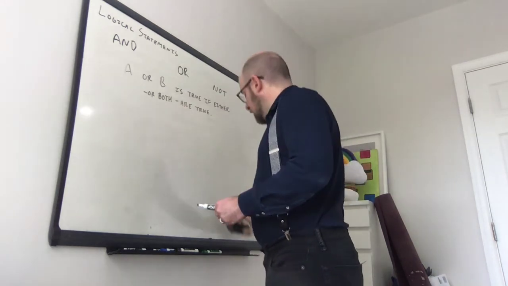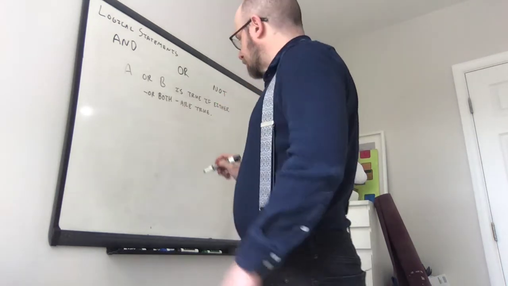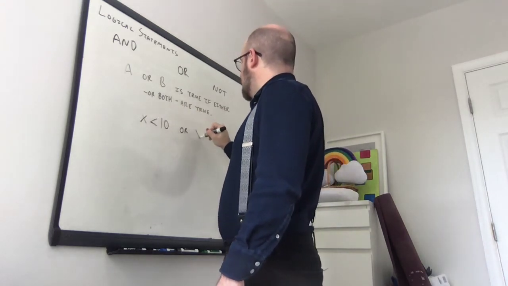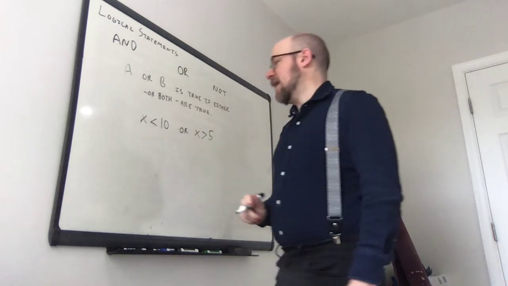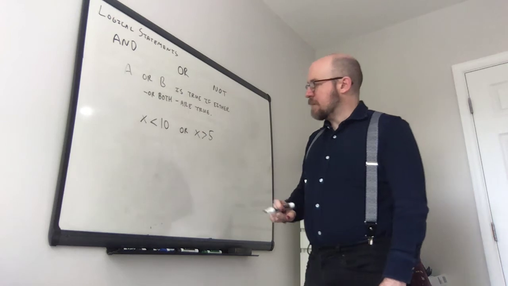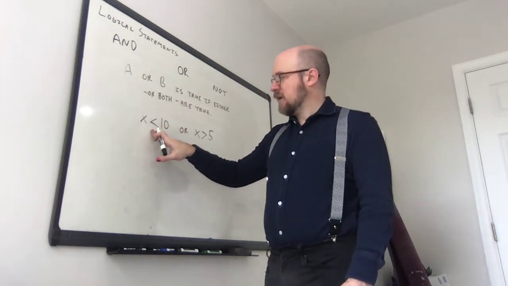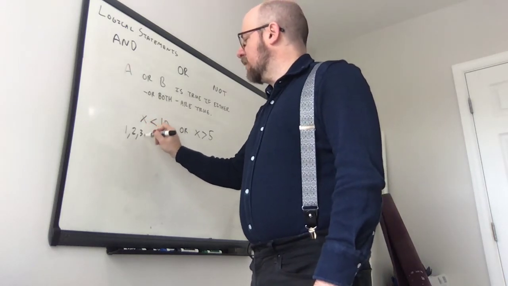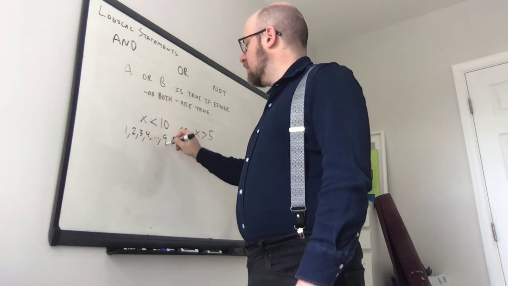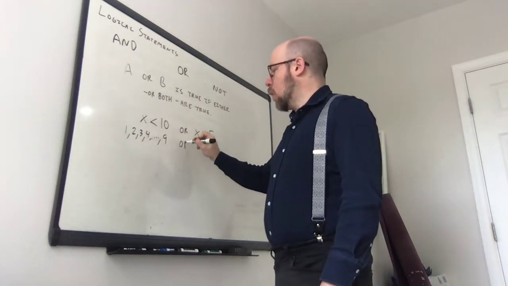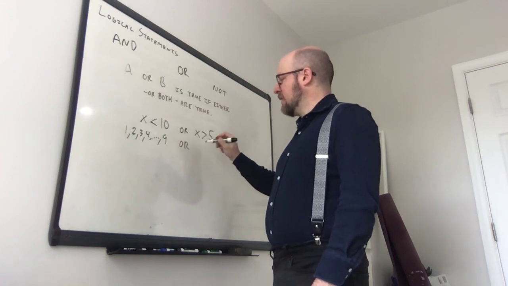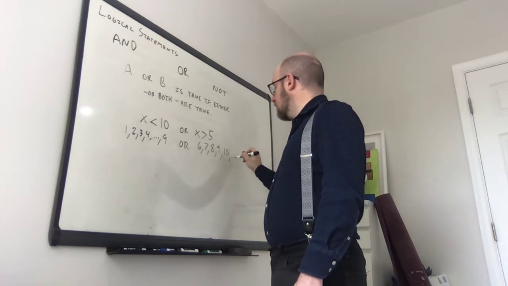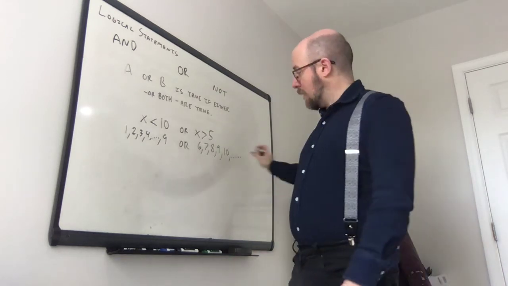Let's do another example. Let's say x is less than 10 or x is greater than 5. So if you think about the numbers that make this statement true, anything less than 10 will make this true. So 1, 2, 3, 4, all the way up to 9 makes this true. Or if x is greater than 5, this is anything bigger than 5. So 6, 7, 8, 9, 10, all the way up to infinity.